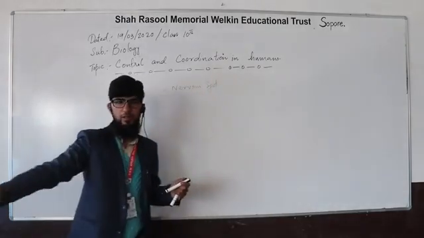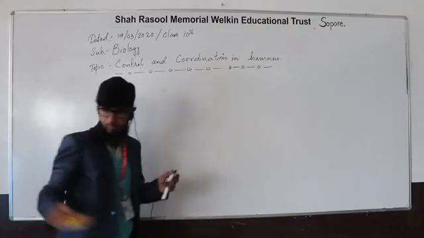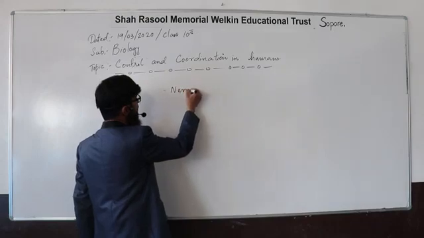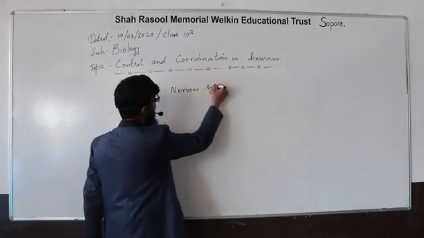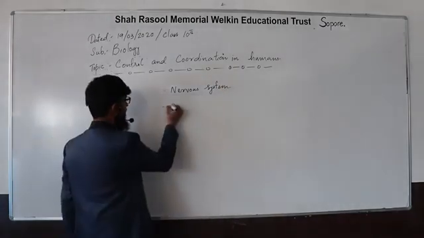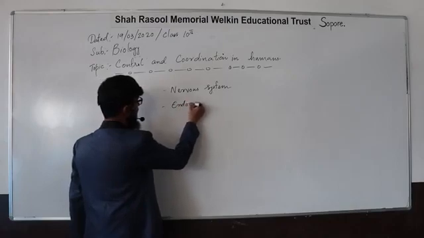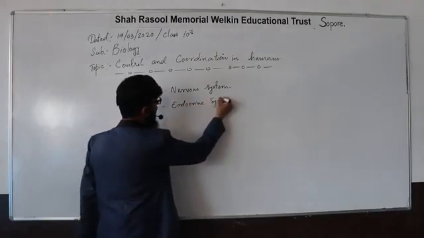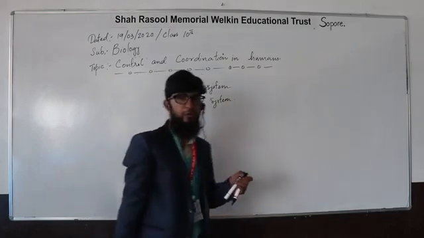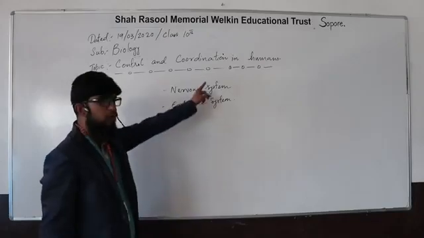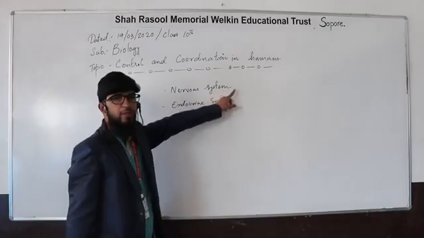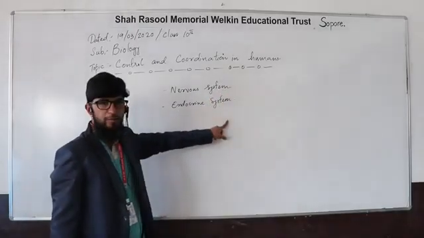Sorry if it is not visible, I may write it with another marker. So one of the systems is the nervous system and another system is the endocrine system. These are the two main systems which are working for control and coordination. We shall talk about both of them, the nervous system as well as the endocrine system. But once we are done with the nervous system, then we will talk about the endocrine.